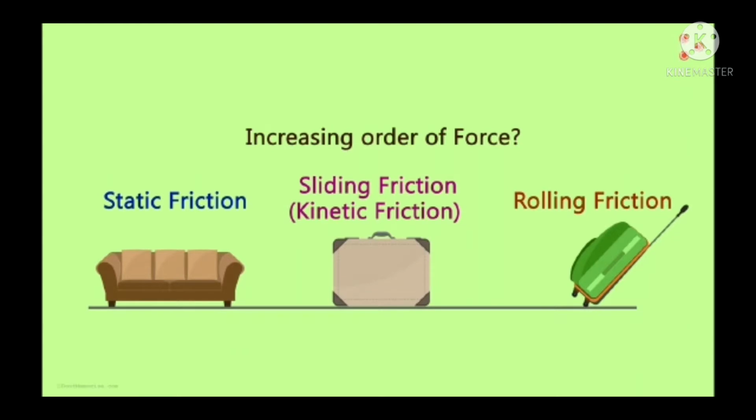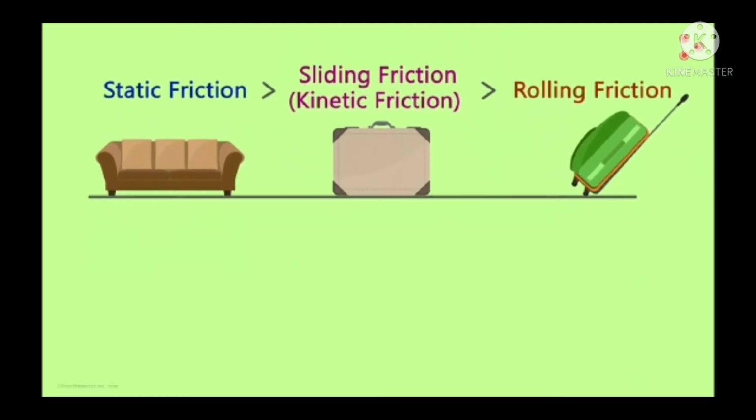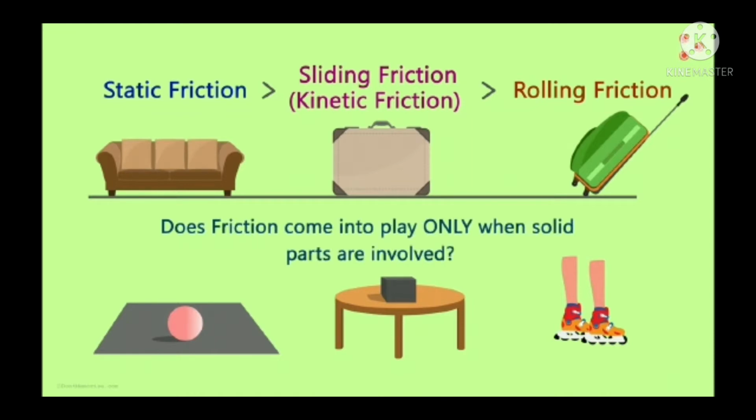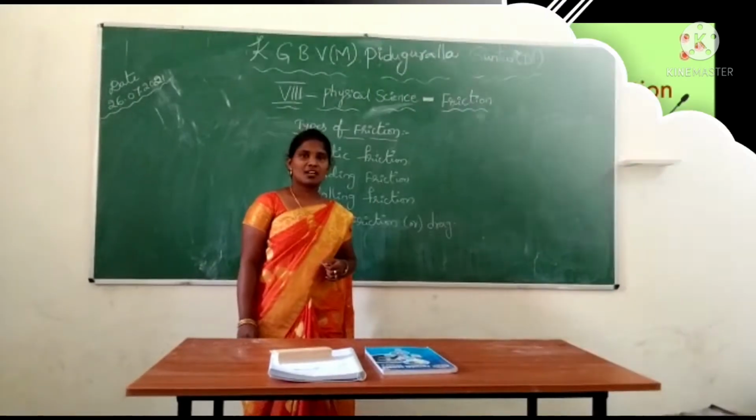Yes, static friction is more than the sliding friction, which will be more than the rolling friction. In all the examples we've seen so far, we've only considered friction between solid parts: ball on a floor, box on a table, or roller skates on the ground. In all cases, both the objects were solid. Does friction come into play only when solid parts are involved? Is there any other kind of friction we haven't seen yet? Do watch our next video to know more.